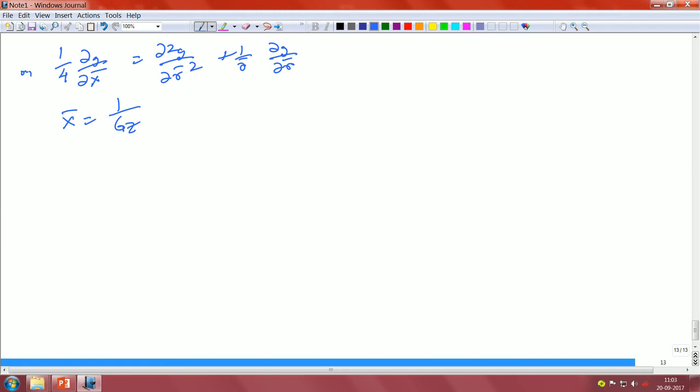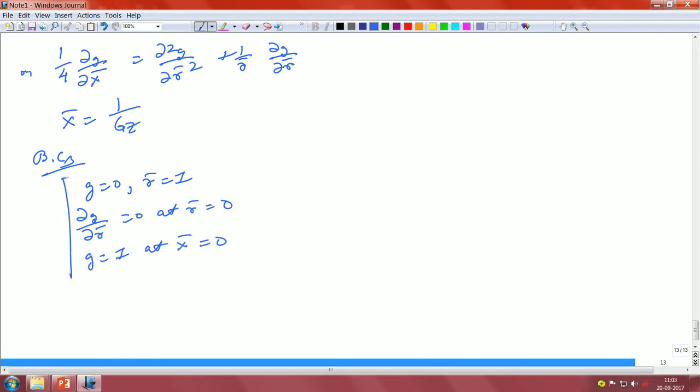Once again this looks very similar, that there seems to be a time type of term on the left hand side, and then there is the radial variation. So I will write down the boundary conditions: g is equal to 0 at r bar is equal to 1, dg by dr bar is equal to 0 at r bar is equal to 0, and g is equal to 1 at x bar is equal to 0. These are the 3 sets of boundary conditions that we normally have.